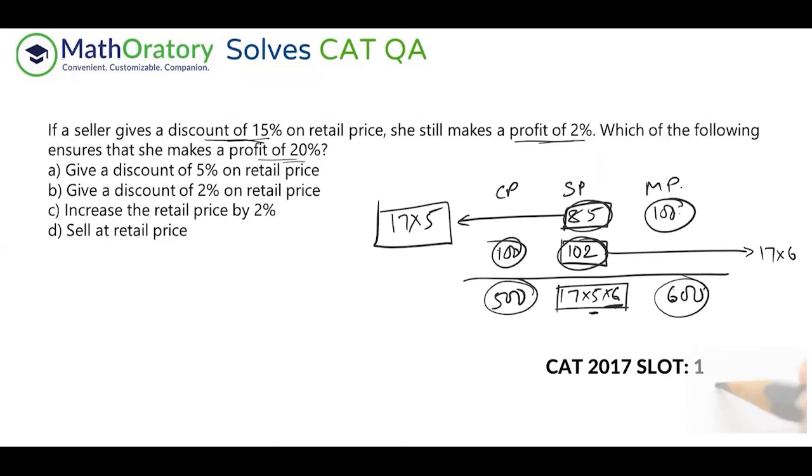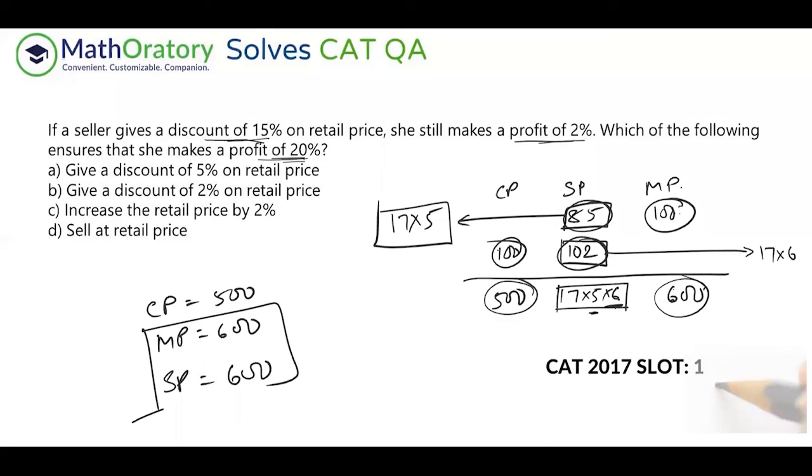CP is never going to change, first of all. And because the options are telling me that you need to give a discount of this much, it means that the MP is also not changing. Just the discount percentage is changing, and accordingly the profit percentage is adjusting. So let us simply assume that the CP is 500 and the MP is 600. Then we need a profit of 20%. 20% on 500 implies 100 rupees profit. So the SP also has to be 500 plus 100, that is 600, right?